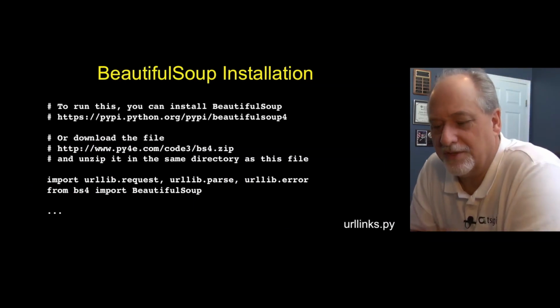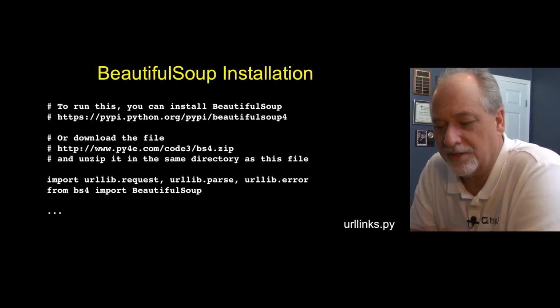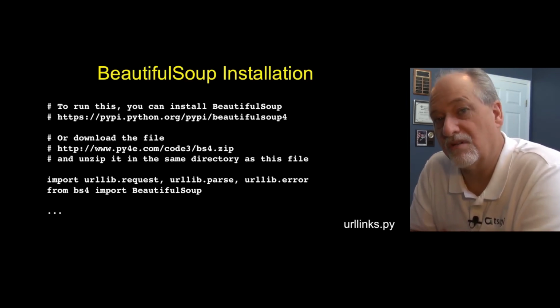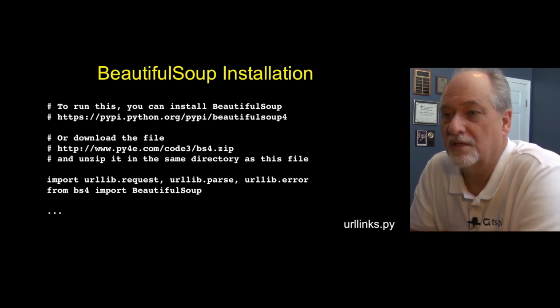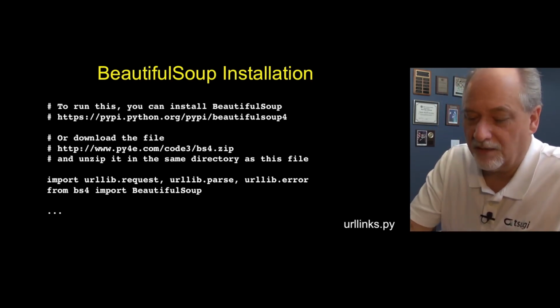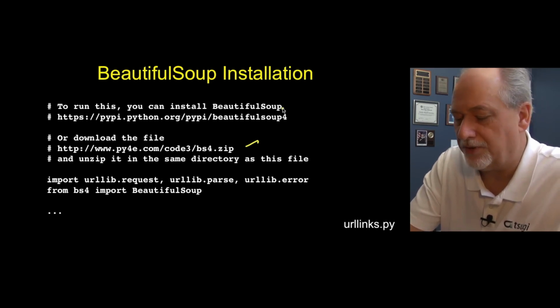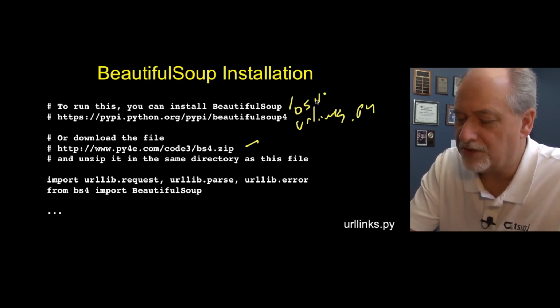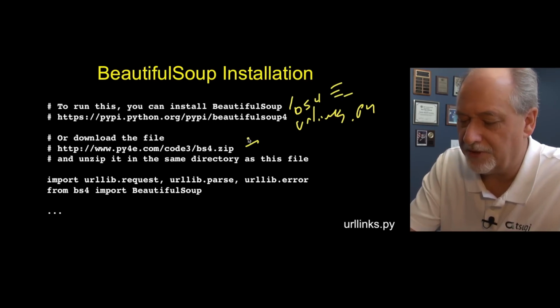And so you have to install this. There's a couple of ways that you can install this. If you're good at extending your Python, you can just install Beautiful Soup for all Python programs. If you can't change your computer's configuration because you're on a school computer or you're using a USB stick or something, then there's a way to download this file that I've created called bs4.zip. And so what you end up with is your file called urllinks.py, and then a little folder called bs4, which has a bunch of files in it from this zip file.